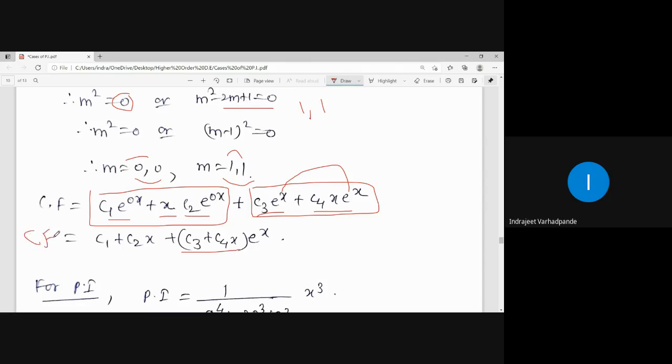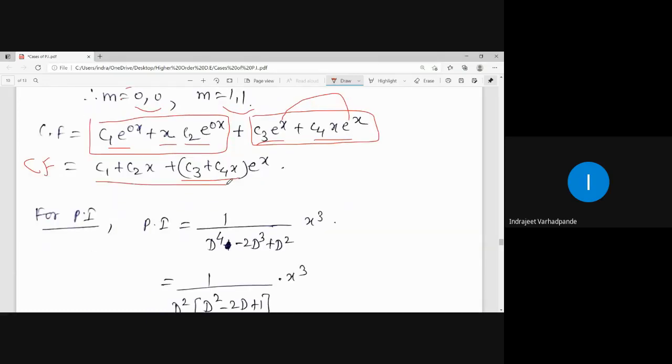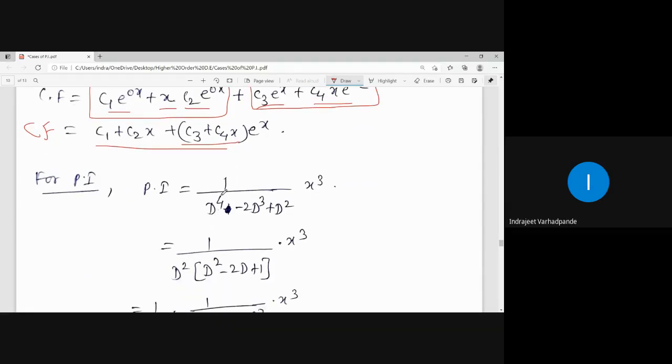We know that the complementary function always depends on the LHS of the given differential equation. The RHS is associated with the calculation of the particular integral. So accordingly, we find 4 roots, completed up to this complementary function. For the particular integral, I have 1 upon (D^4 - 2D^3 + D^2) to be operated on x^3.